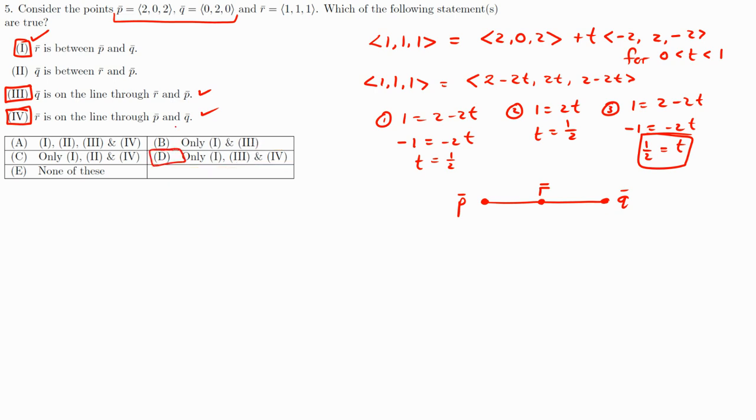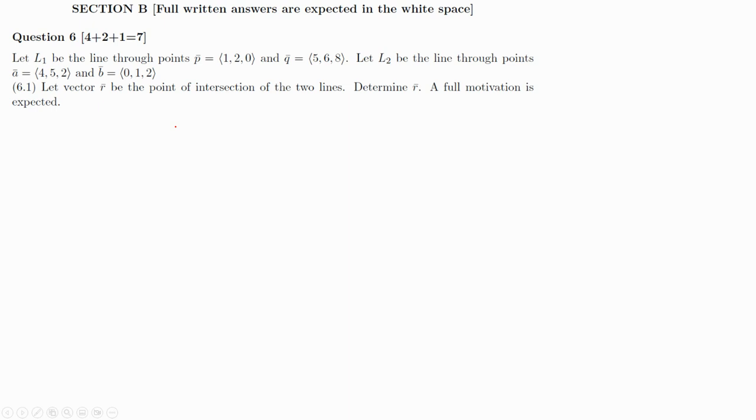Okay, so it's D. So section B, question 6. Let L1 be a line through the points P, Q. Only 2 points. Let L2 be a line through points A, B. Let vector R be a point of intersection of the two lines. Determine R. A full motivation is expected. So let's go write the formula for L1.